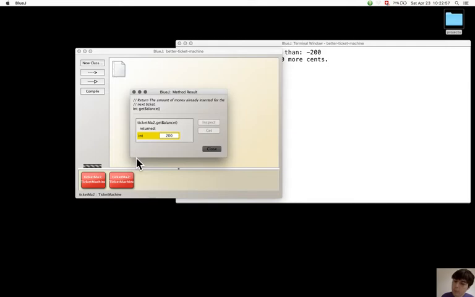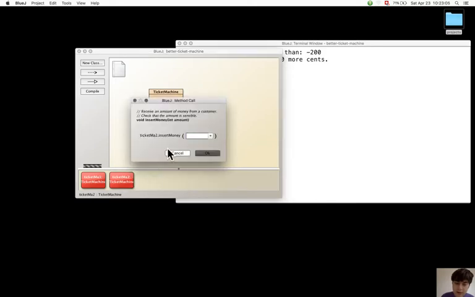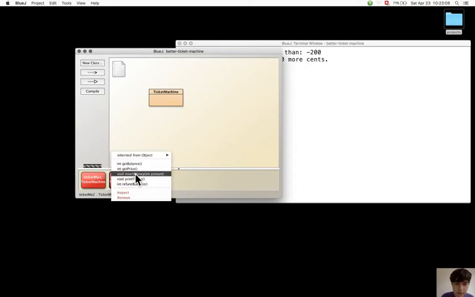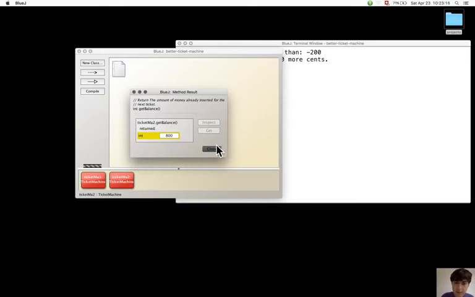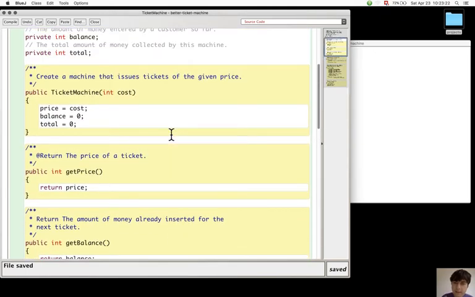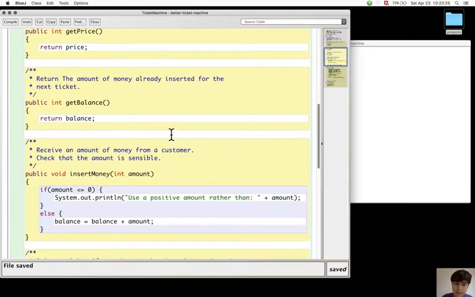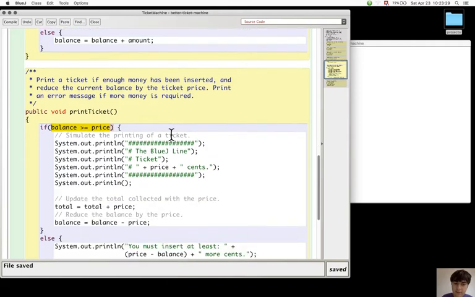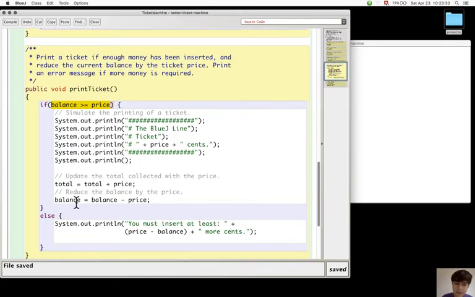Oh no, it's still positive. Maybe if I insert money, 400, then I print the ticket. No, it's still positive. So it seems that it's not possible, even if the price is negative. What happens? If the price is negative, then for balance to be updated, balance should be greater or equal to price, so balance can also be negative.